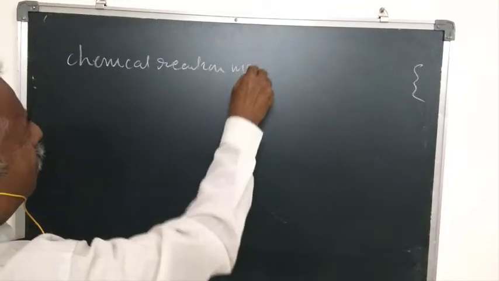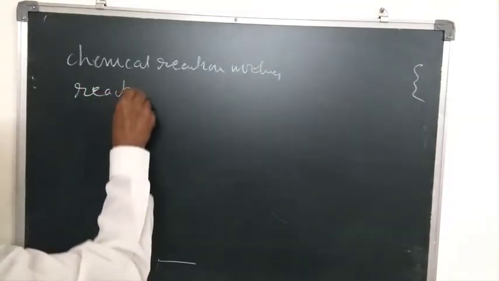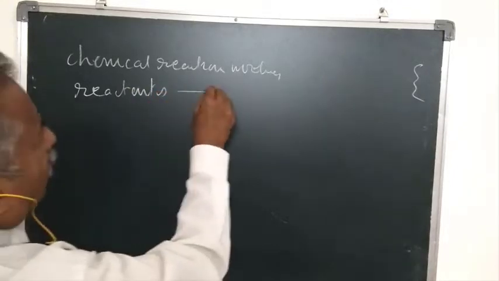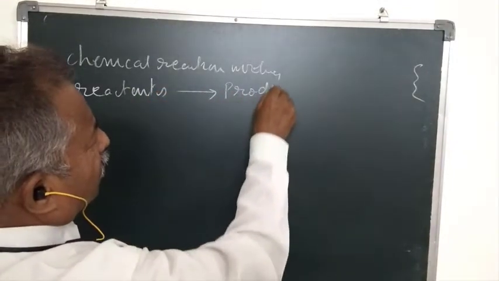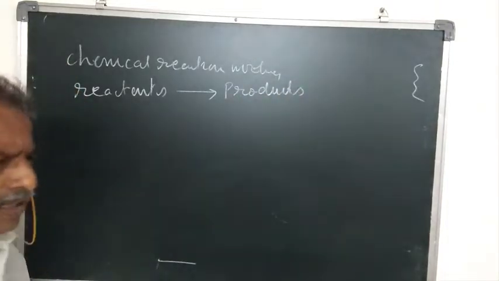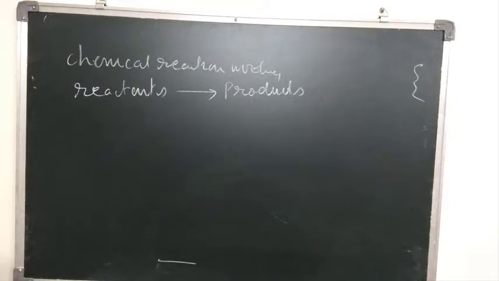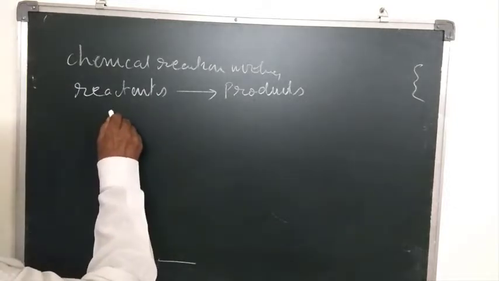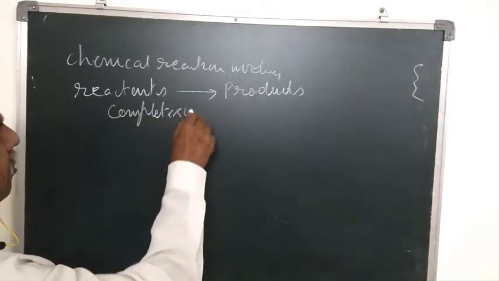A chemical reaction involves reactants. Reactants will give products. That means a chemical reaction involves reactants and products. And of course, this reaction completes in a definite time.